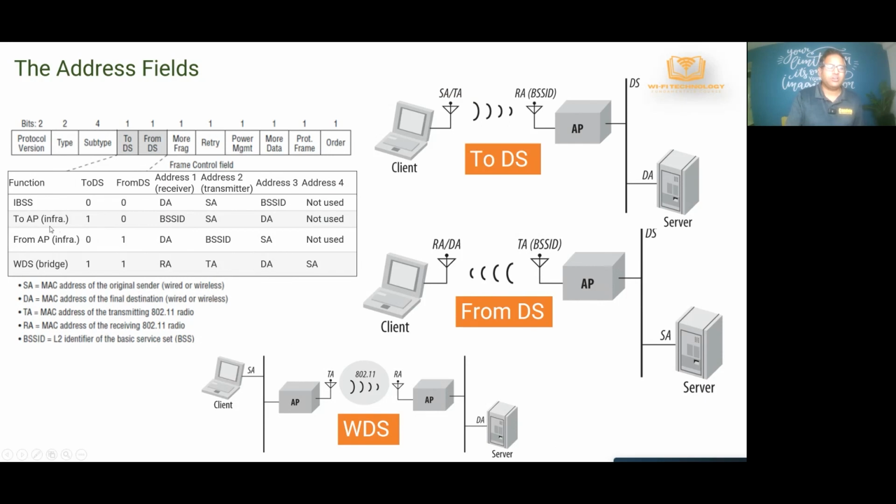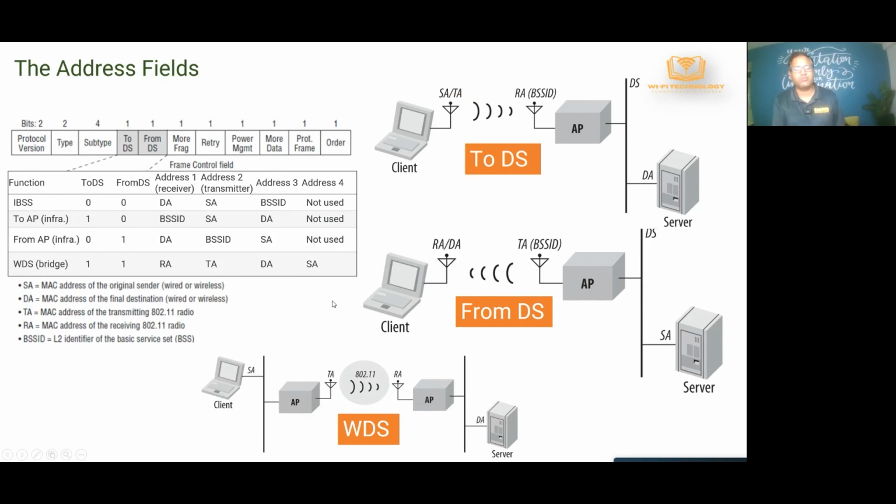If the frames are going to the infrastructure, then the first address field represents the BSSID, the second address field represents the source address, which is the station's address here, and then the third address field represents the destination address, which is the network destination address here. If the frame is coming from the network, then you have the FromDS bit set. In that case, the first address field is the destination address, the second address field is the BSSID, and the third address field is the source address. And if you are in the bridge mode, then you need all 4 address fields: the source address, the transmitter address, which is the AP, the receiver address, which is the other AP, and the destination address, which is the final destination.